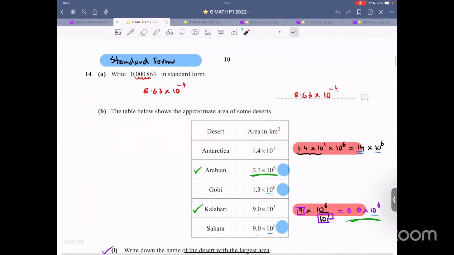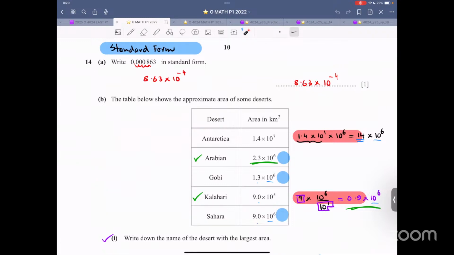Standard form, yes, not to be taken lightly. So write this thing in the standard form. So 8.63 times 10 to the power minus 4. Because 10 to the power minus 4 means 1 over 1, 2, 3, 4 zeros. That is why the decimal will move back.